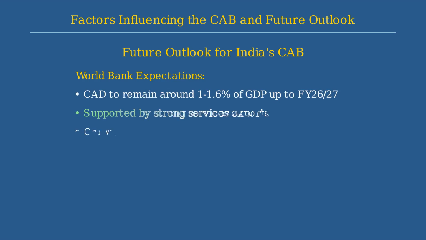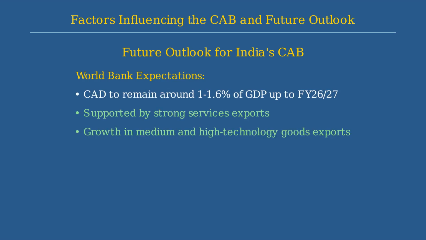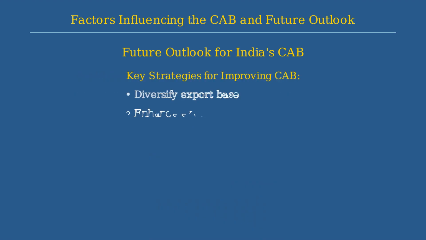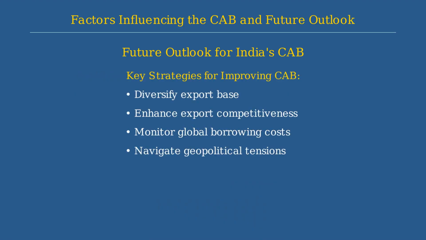The World Bank expects India's current account deficit to remain around 1 to 1.6% of GDP up to fiscal year 2026-27, supported by strong services exports and expansion of medium and high technology goods exports. Exchange rates will continue to play a crucial role. Currency fluctuations significantly impact import costs and export competitiveness. Diversifying the export base and enhancing export competitiveness are crucial for improving India's current account balance.